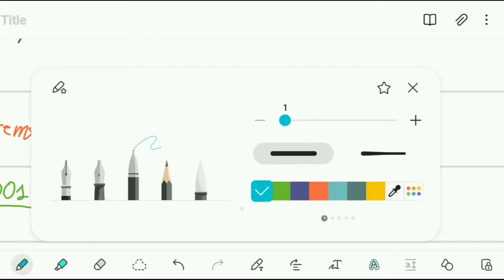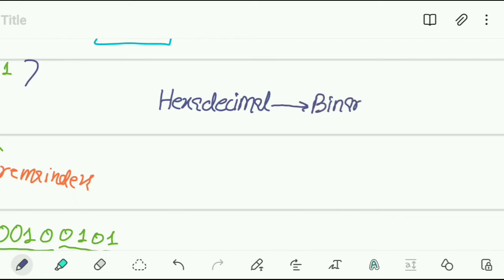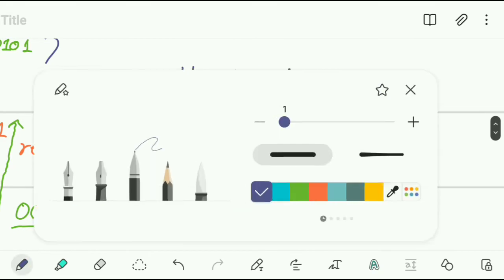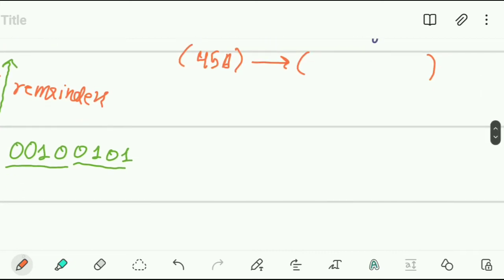Okay, and hexadecimal to binary. Okay, so if I say convert this 45A into binary, then write it down separately: 4, 5, A, and A means 10, and now do it in reverse.